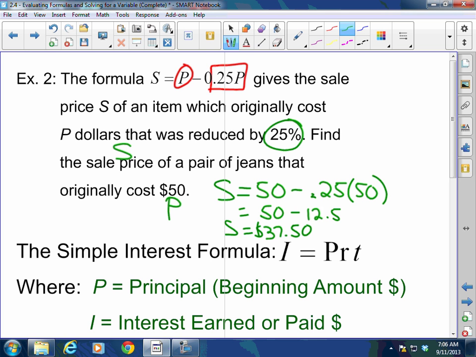So S equals 3750. The sale price equals $37.50 after you've taken away the 25%. All you had to do was just plug in the values.